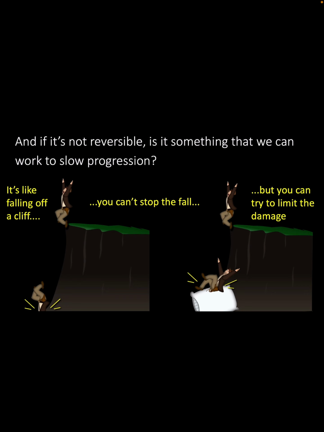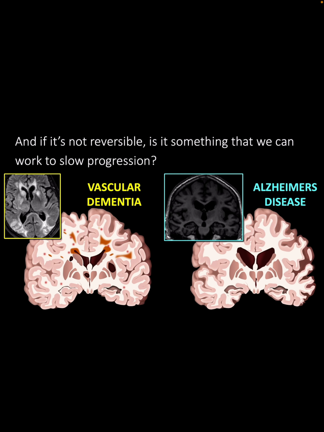slow the progression. So I think of these irreversible dementias like jumping off a cliff, right? Once you've jumped, you cannot go back. There's no going up once you're falling. But you can do something to soften the blow at the end. So it's kind of the same with these dementias that aren't per se reversible, but there are some where you can give treatments that will slow the progression, kind of the same way you can cushion the blow from a fall.